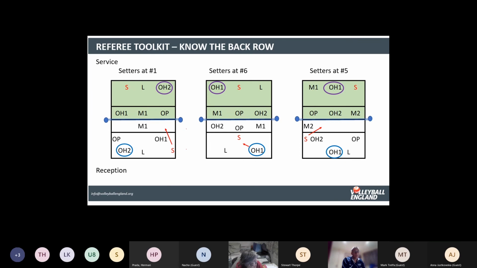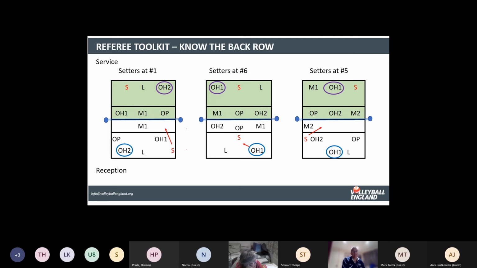the libero will generally have replaced the middle two, and therefore the only player that we have to be concerned about in that position is the outside hitter, who's at 5. Then on the reception side, we have exactly the same situation. We have a setter that is most likely going to be penetrating from position 1, position 2, and therefore they will only have one outside hitter, again at position 5.